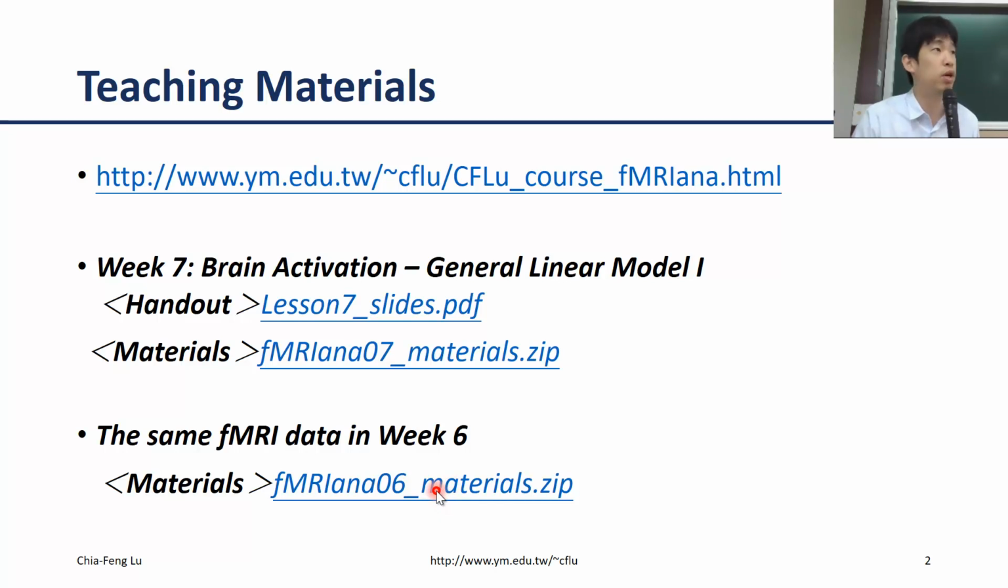I suppose that most or all of you have already finished the preprocessing step based on the instruction from last week. So basically you should have all the smoothed data with the slice timing, realignment, normalization, coregistration, and finally the smoothing process. You should have the smoothed data on hand, then you can proceed to this week. This is the basic requirement to attend this week's class. Okay.